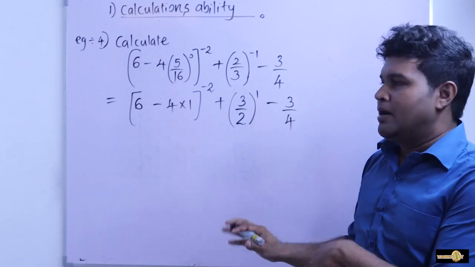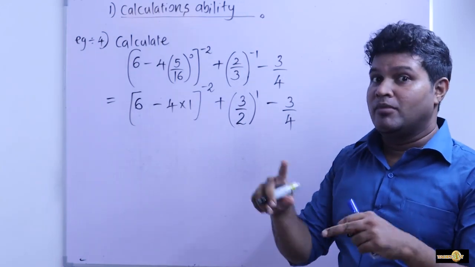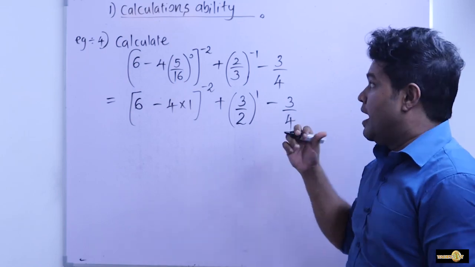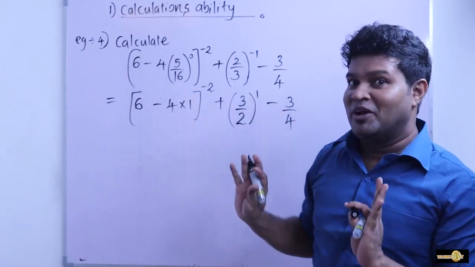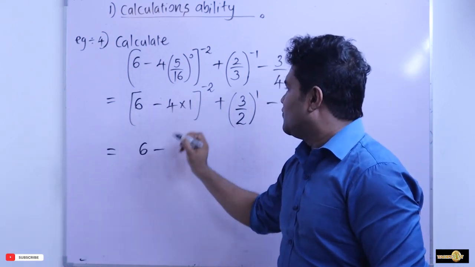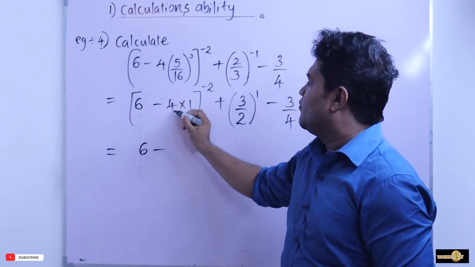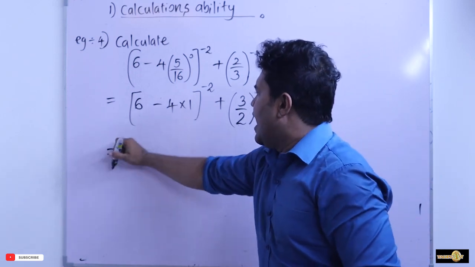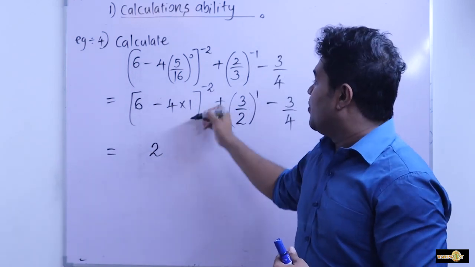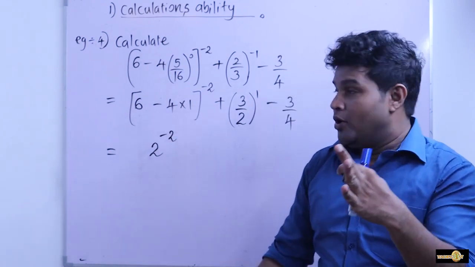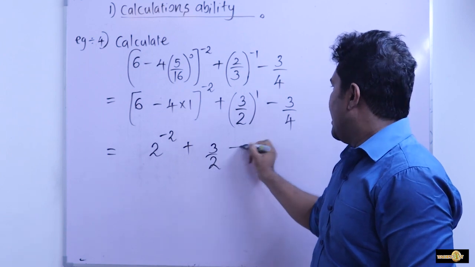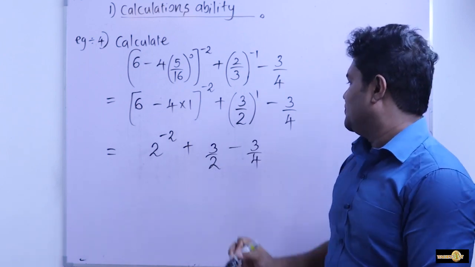This one is very easy compared to the previous question, but question number 5 will be a different question. Then you have to accept a challenge in question number 5. Okay, but wait. Now 6 minus 4, you know what that is? 4 times 1 is 4. 6 minus 4, at once we can write 2, because 6 minus 4 is 2, and 2 to the power minus 2, and this is 3/2 and minus 3/4.